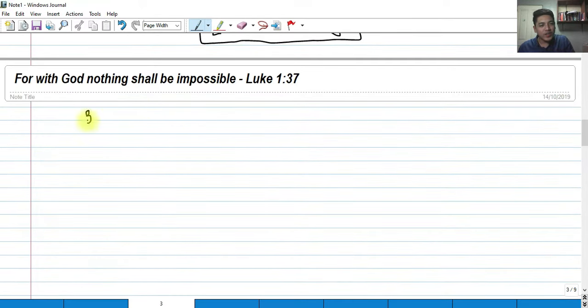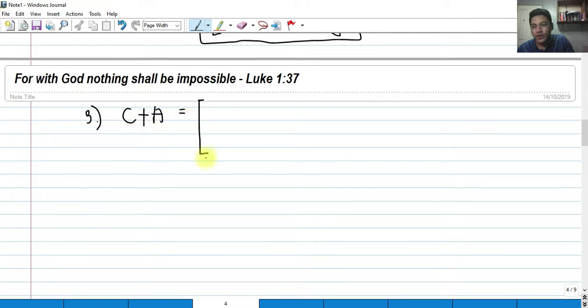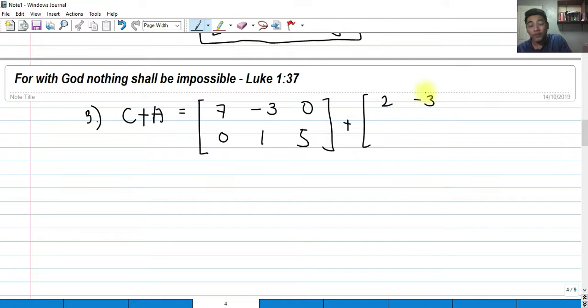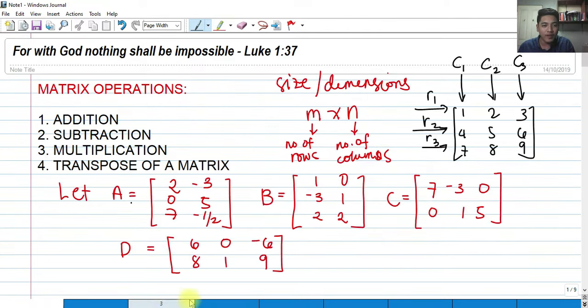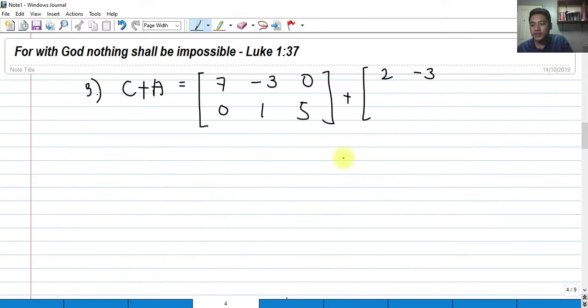Okay, so let's proceed with another problem. Matrix C plus A. I'm going to copy matrix C. Matrix C is 7, negative 3, 0, 0, 1, 5. That is matrix C plus matrix A, where matrix A is 2, negative 3, 0, 5, 7, negative 1 half, from our given.